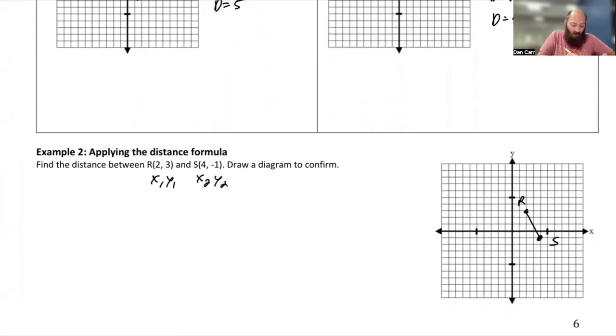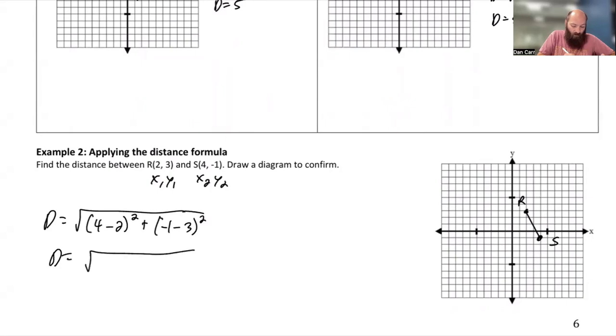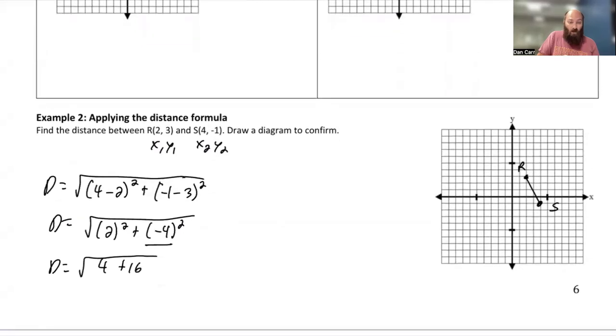Okay, so I know I can just set it up as D is equal to the square root of x2 minus x1 squared plus y2 minus y1 squared. So we got 4 minus 2 is going to give me 2 squared. Negative 1 minus 3 is a negative 4 squared. This is important. If you're going to do distance formula, make sure that this is inside parentheses. You want it to be a negative times a negative here because you're squaring that difference. So that's going to become a positive 4 and a positive 16, which becomes the square root of 20.